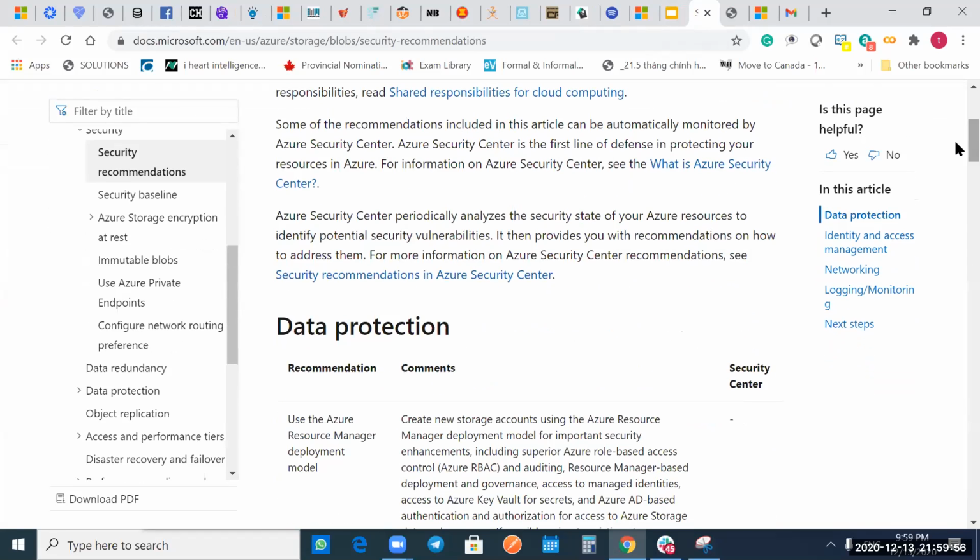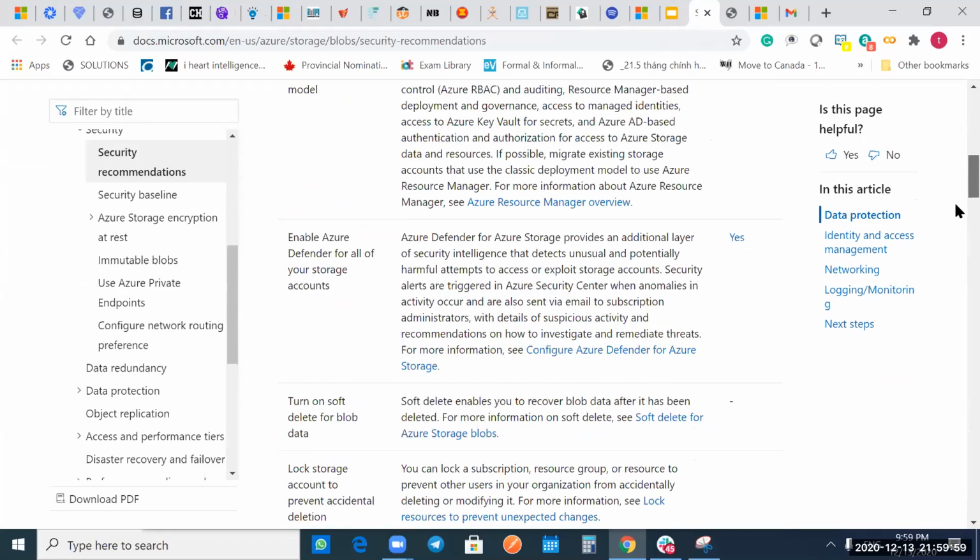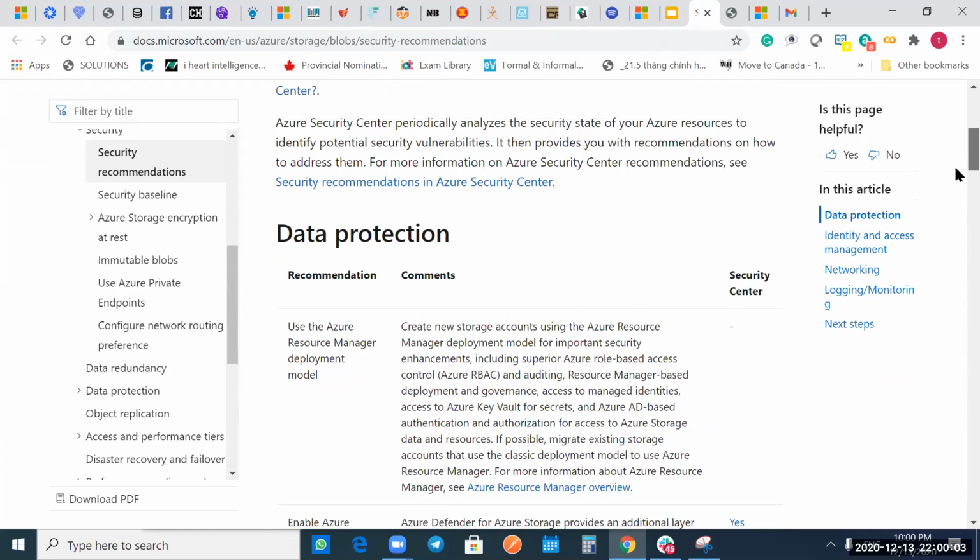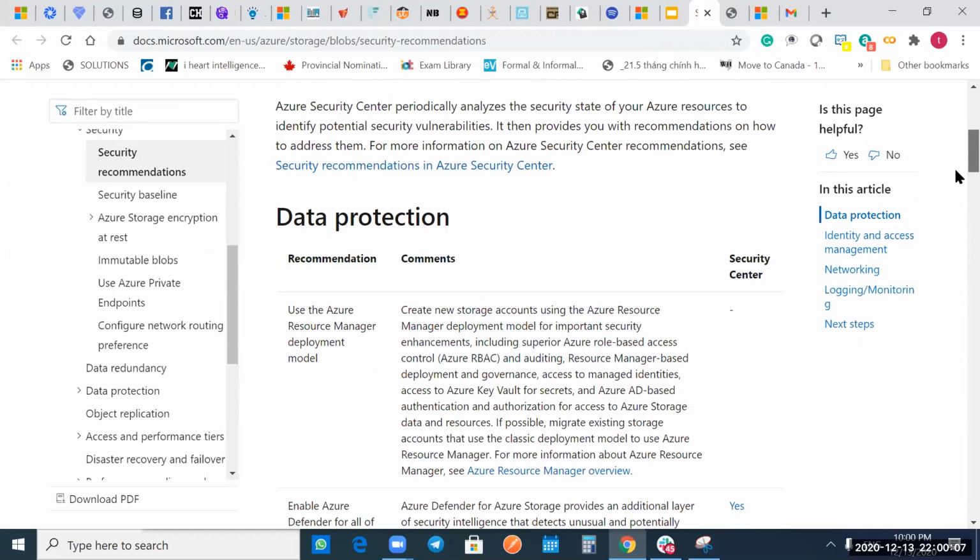Here is the recommendation: use Azure Resource Manager to deploy a model. Basically, they recommend you use Azure role-based access control for managing your accounts and your services. In resource management control, there are different tools, for example managed identities, access to Key Vault for secret keys, and Azure AD, which controls authentication and authorization to access the storage.